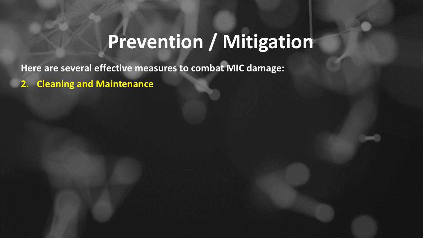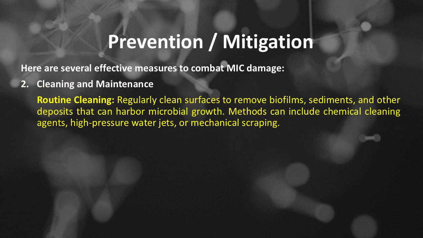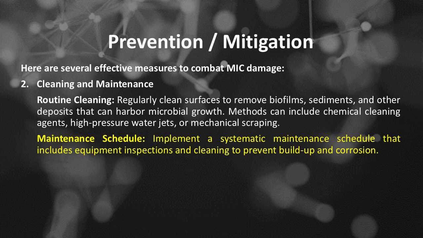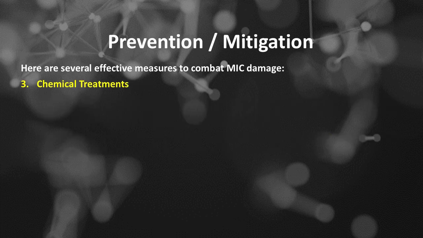Number 2 is cleaning and maintenance. Routine cleaning: regularly clean surfaces to remove biofilms, sediments, and other deposits that can harbor microbial growth. Methods can include chemical cleaning agents, high-pressure water jets, or mechanical scraping. Maintenance schedule: implement a systematic maintenance schedule that includes equipment inspections and cleaning to prevent buildup and corrosion. Number 3 is chemical treatments.